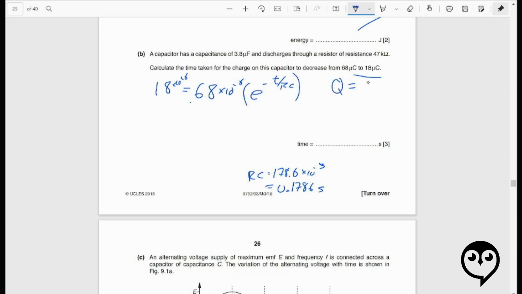Okay, Q equals Q naught times e to the negative t over RC. If I do the ln of each side, so take the ln of e to the negative whatever, that just gives me minus t over RC. So now I can subtract that over, and that's the same thing as saying ln of Q over Q naught, isn't it? Okay, so that's probably better.